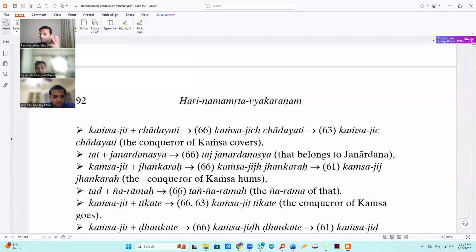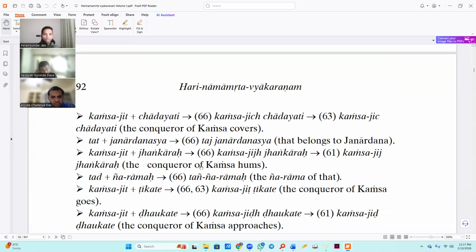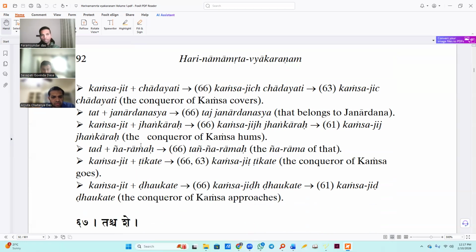So it's not only that we have to apply just one rule and that's all. No, we can go on applying the rules as far as they are applicable, like step 1, step 2, step 3. It can also be a stepwise sandhi. So similarly, Tat Janardanasya becomes Taj Janardanasya. In this way, the sutra is there.